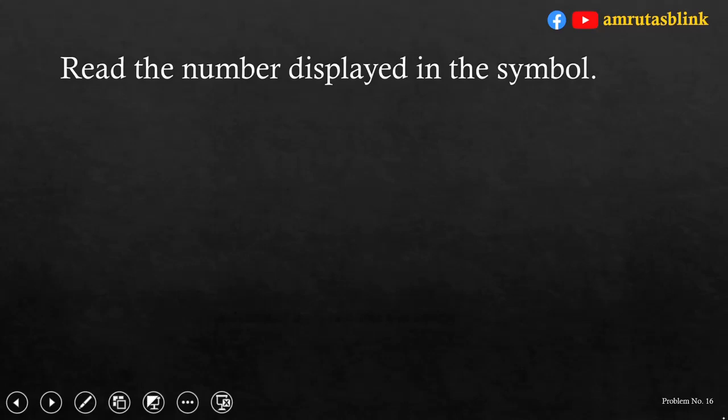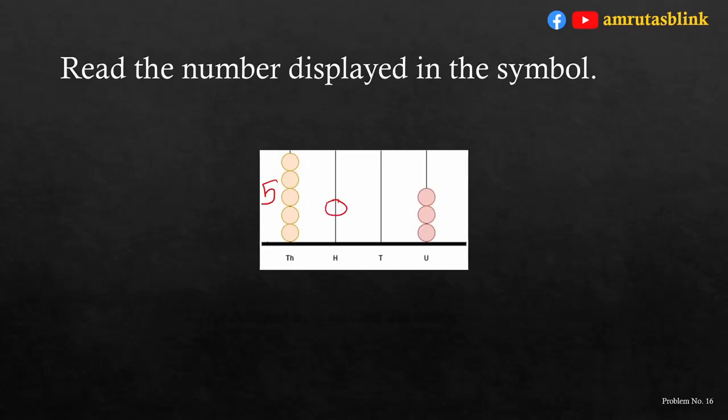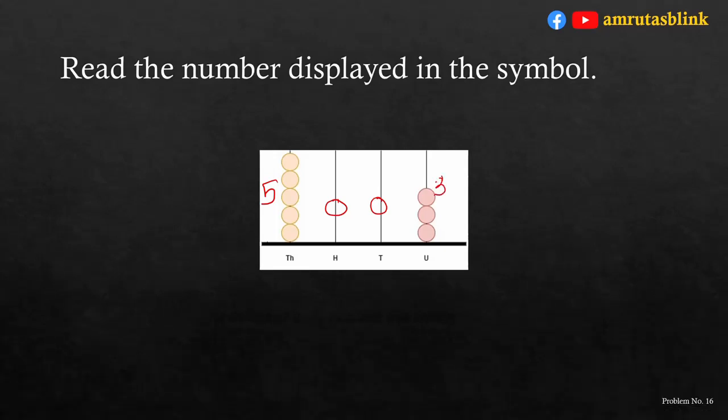Read the number displayed in the symbol. Now here, how many balls are there at thousands place? It is 5. How many balls are there at hundreds place? It is 0. How many balls are there at tens place? It is 0. And how many balls are there at units place? It is 3. So the required number is 5003.